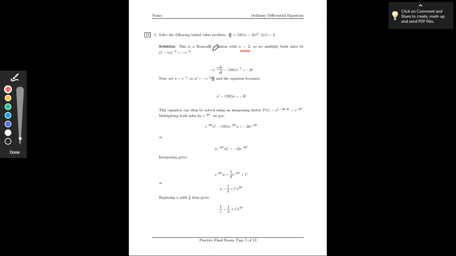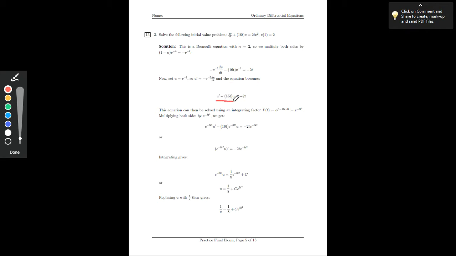So we're going to multiply both sides by 1 minus n times v to the negative n, which is the same as negative v to the negative 2. We get negative v to the minus 2 dv dt minus 16t v to the negative 1 is negative 2t. v squared times v to the negative 2, of course, is just 1. We're going to now set u is v to the minus 1, so u prime is negative v to the negative 2 times dv dt. The equation therefore becomes the following. U prime minus 16tu equals negative 2t.